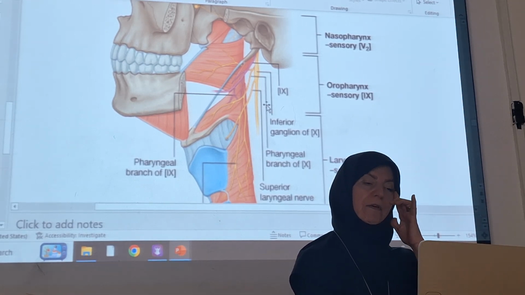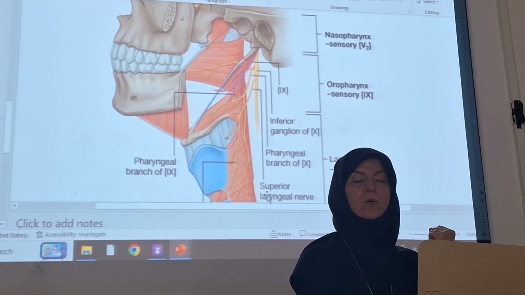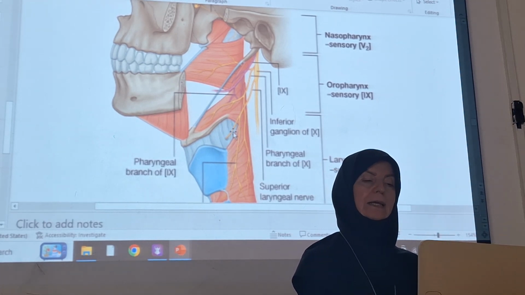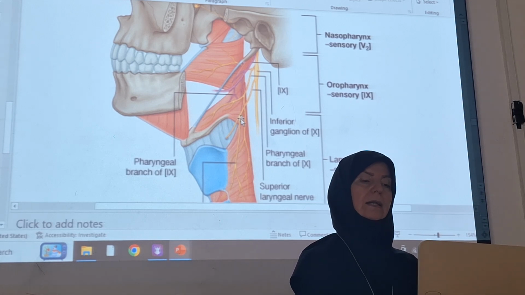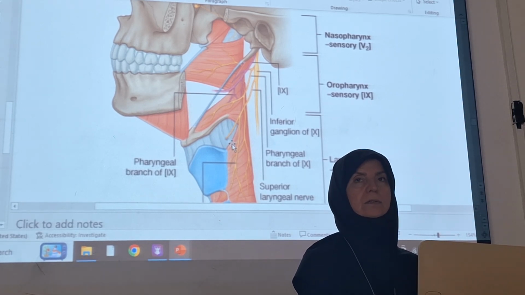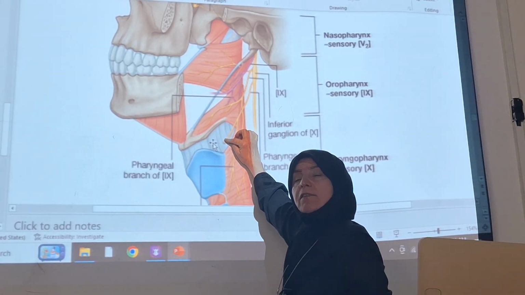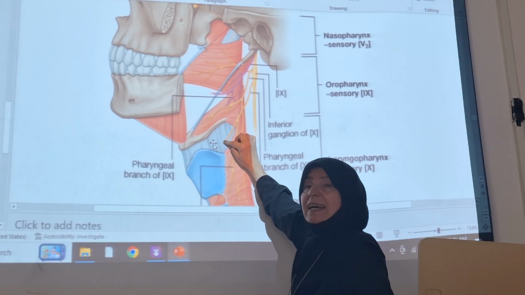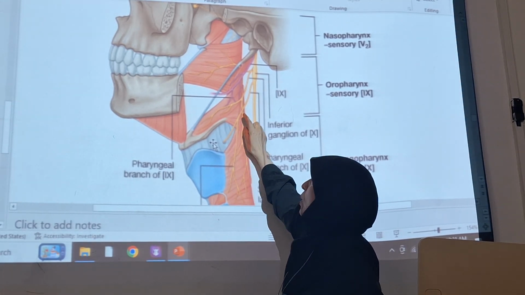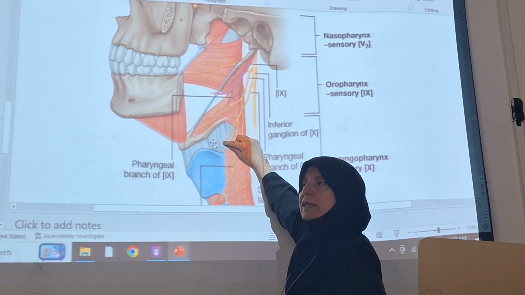Again, the vagus nerve has so many branches. One of them we call the superior laryngeal nerve. This superior laryngeal nerve divides into two branches, internal and external. The internal laryngeal nerve is passing through this foramen. So, what is the content of this foramen? Which nerve? The internal laryngeal nerve that belongs to the superior laryngeal nerve. Which artery? The superior laryngeal artery that arises from the superior thyroid artery.